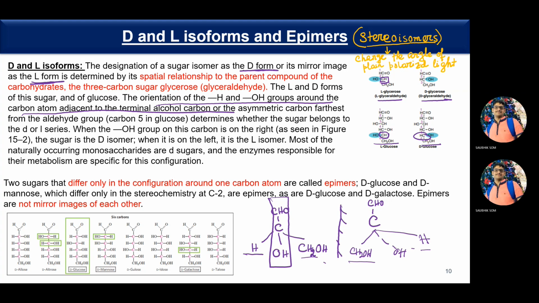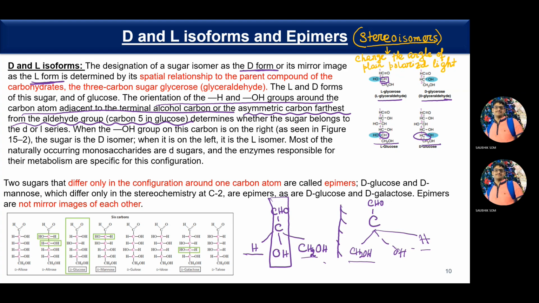Or we can say also the asymmetric carbon or the chiral carbon that is farthest from the aldehyde group. So this is my aldehyde group. Now the last chiral carbon is this one because this is not chiral, right? This has two same R groups. Two same R groups cannot be chiral. So the farthest chiral carbon is this carbon, carbon number 5.